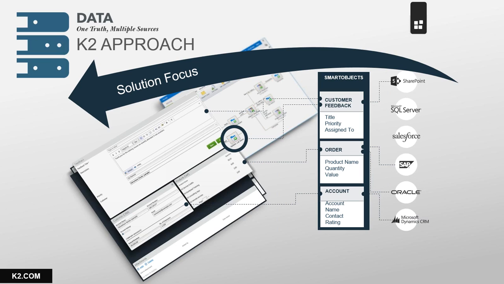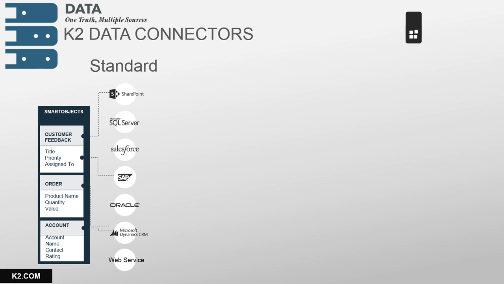Integration is done using out-of-the-box K2 integration components. So this approach allows our customers and our partners to focus on solving the business problem and not have to worry about the integration. Integration is as easy as clicking a button to generate a smart object.